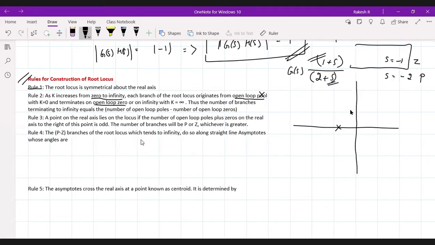Let us say, I'll take this example. Sir, what do these poles and zeros represent? See, poles and zeros are just the roots of the given characteristic equation, right?